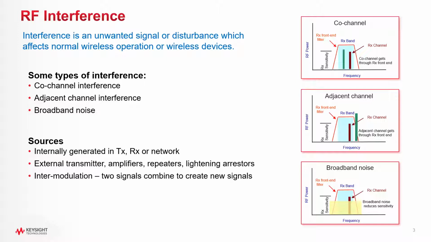Another source, and what we commonly think of as interference would be some external transmitter, amplifiers, repeaters, lightning arresters, brake, all kinds of things that are creating a signal that is in your channel or adjacent channel, or just raising the noise floor. So we typically think of, I've got interference and it's somebody else's fault, and that's externally generated.